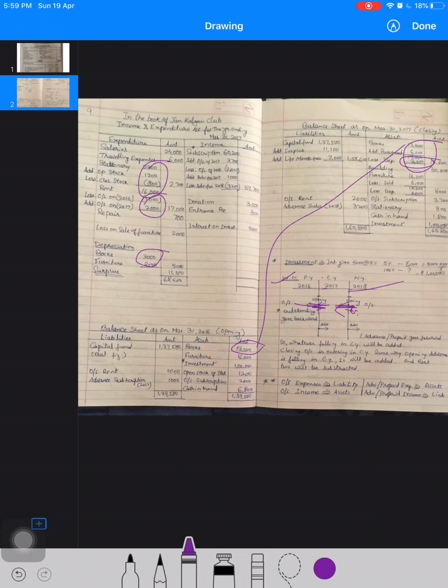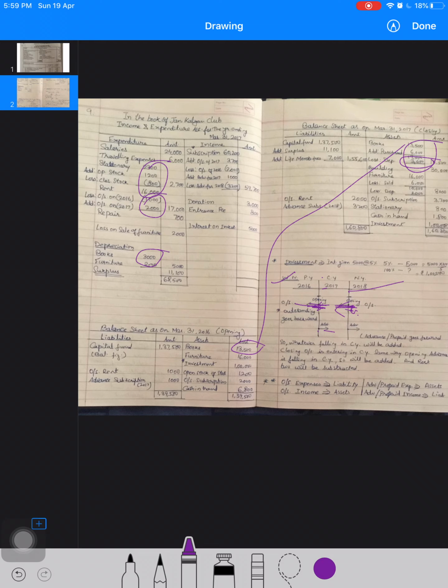Same way for advance also. If it is told that advance subscription takes the front step, so if it is told in the opening balance sheet on 1st April 2017 that some advance subscription is there, 1st April 2017 some advance subscription is there.